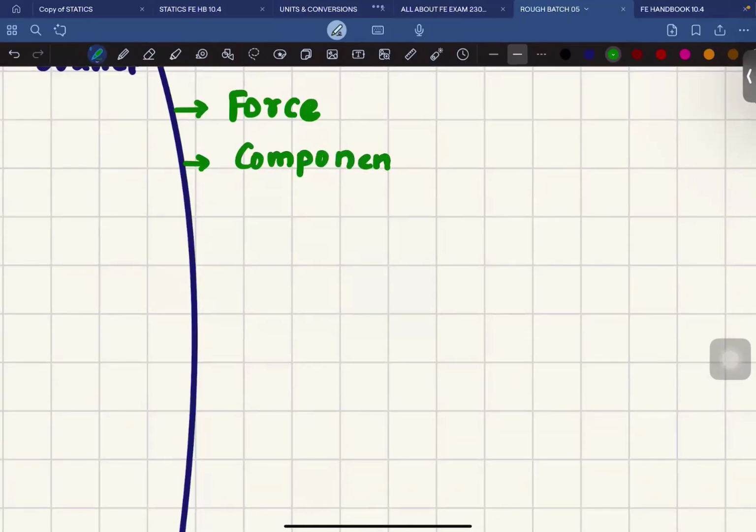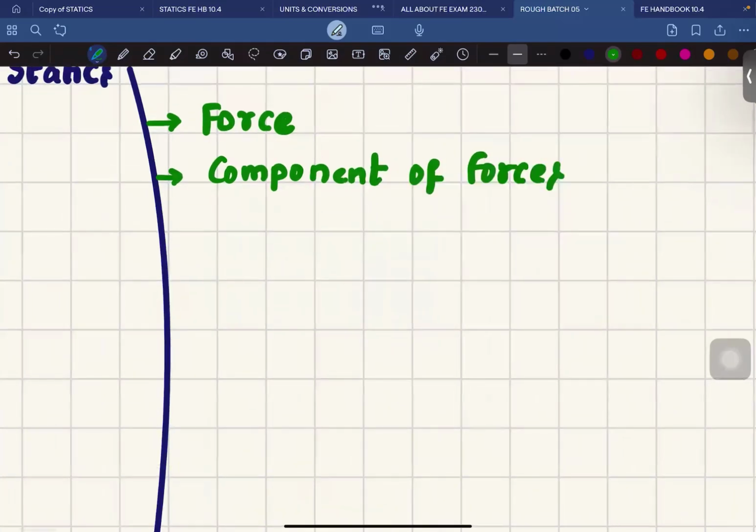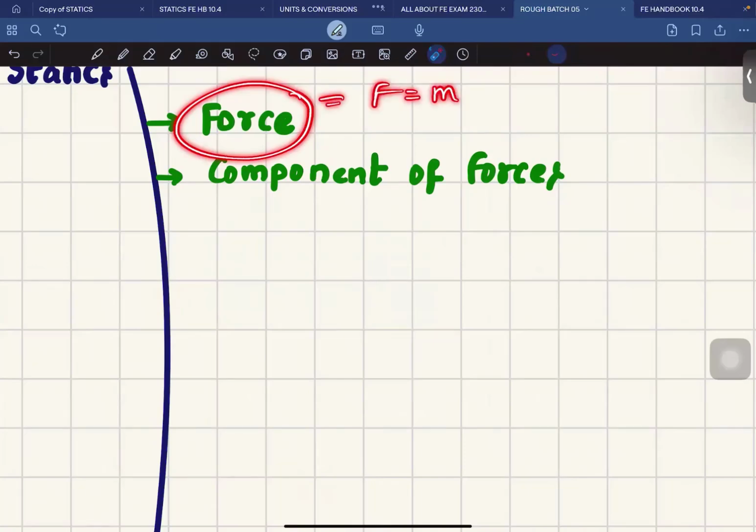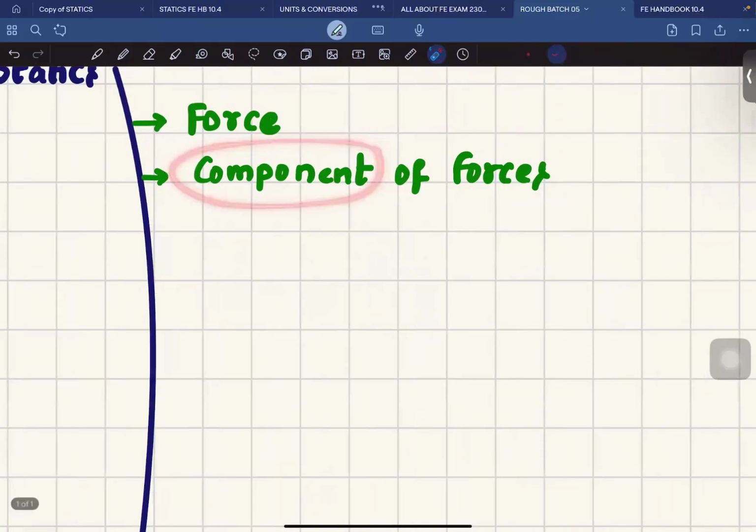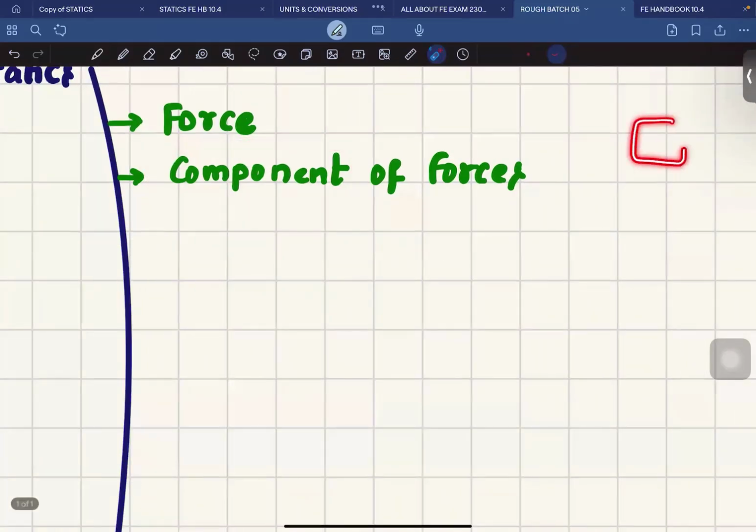So can anyone say what are components of forces? What does it mean by components? Just random answers if you want. Newton, kilonewton. Mass and acceleration. Okay, you guys are saying about the force. Yeah, the force is equal to mass into acceleration. You guys are right. And component of force is like, if on a body, summation of Fy. Yeah, you are almost right.